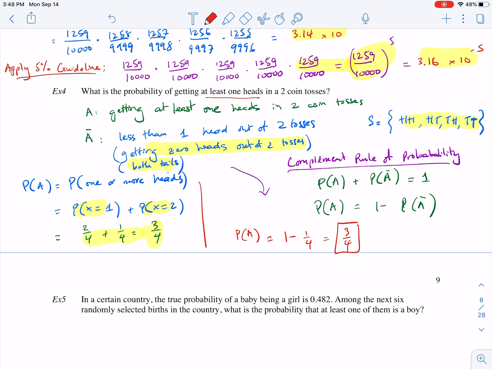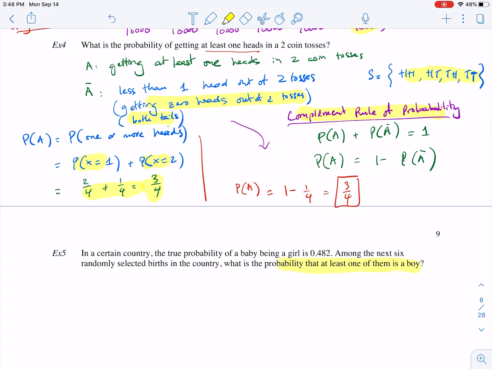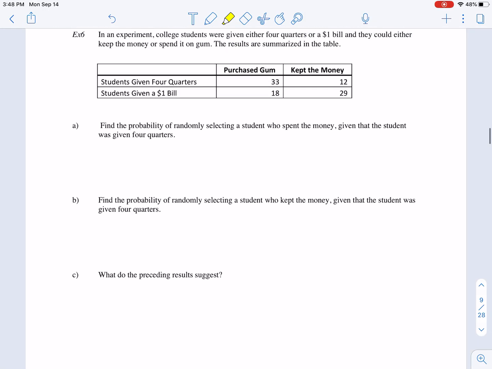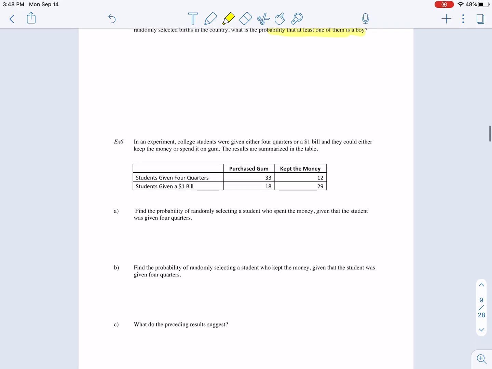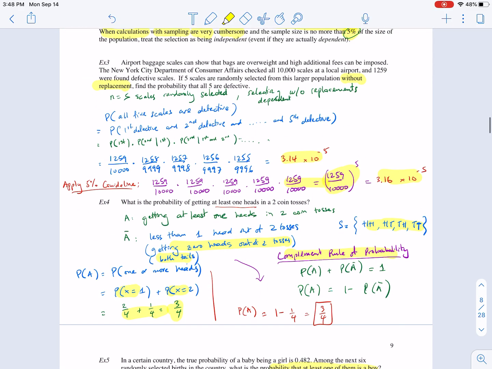The complement rule of probability is more useful if we're looking at a larger selection, like in this next one here, where the selection is 6 different births. I will go over these 2 examples on Zoom in case you want to ask me to go over them. I will record it and post on Canvas, but I'm going to stop on this note here, allow you to do some homework and come back with questions.